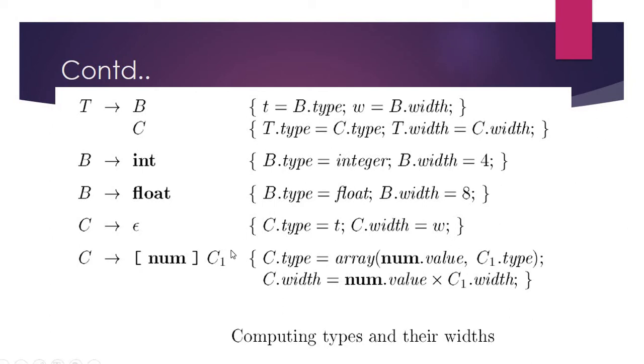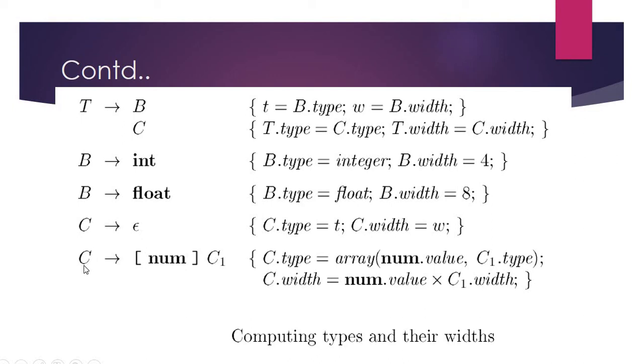Here C is the parent and C1 is the child. So how do we identify C.type? C.type is nothing but how many dimensions we have here and what the type of each and every element in that is.